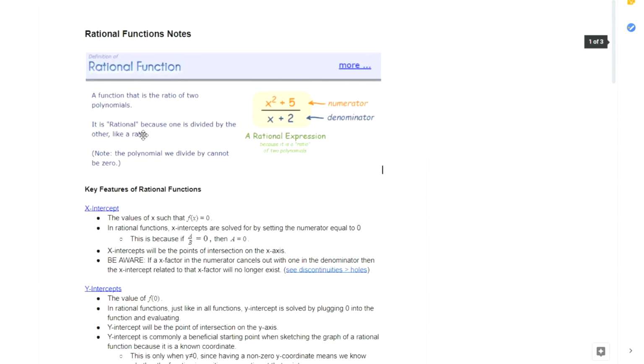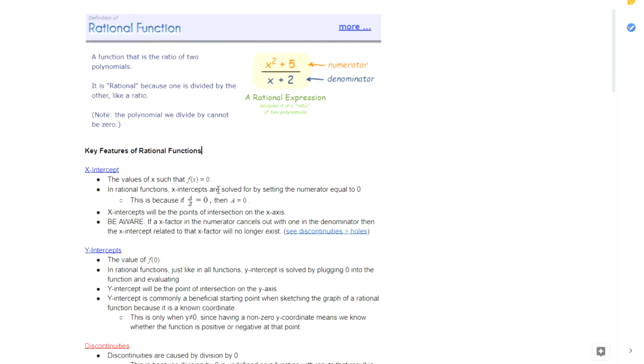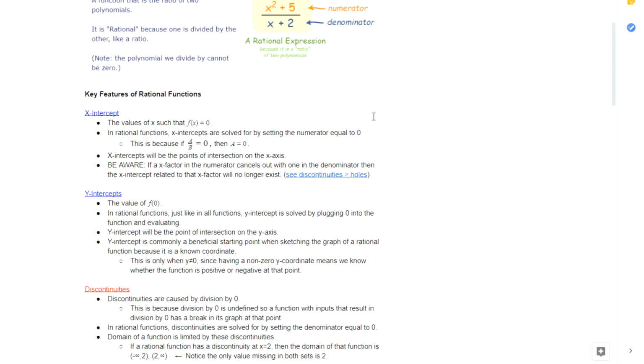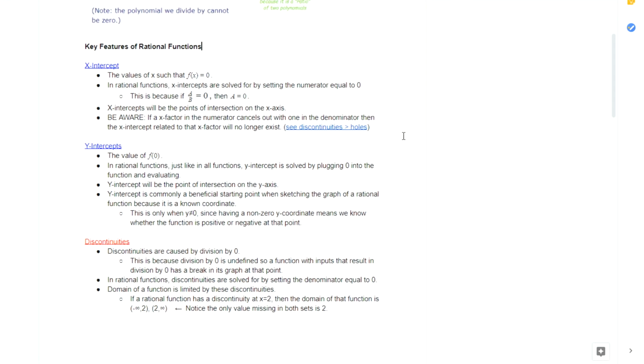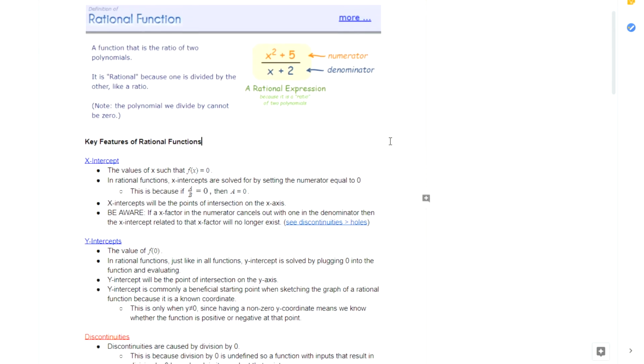My intention with these notes is that I know it's very helpful for a lot of y'all to have created your own notes, but for some people, they like to see the notes that I would make. So this is kind of my compilation of thoughts. And I'm going to be referring to these notes throughout this video.